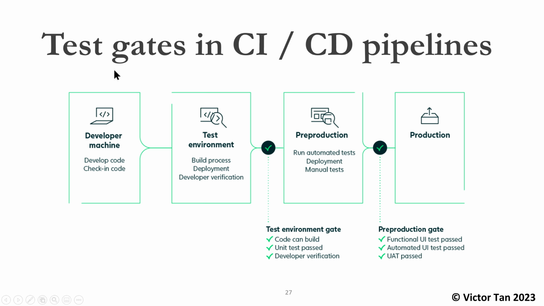Typically, sometimes you see people use this term, it's called test gates. What is a test gate? Well, a test gate is like a barrier that the code base has to pass before it can go to the production server. So that is what we call the test environment gate, which is basically you have to make sure your code can compile. You have to make sure that the unit tests have passed, and you have to make sure that the developer has clicked on some button to say, hey, I verified that I wrote this code and it wasn't someone else who wrote this code for me.